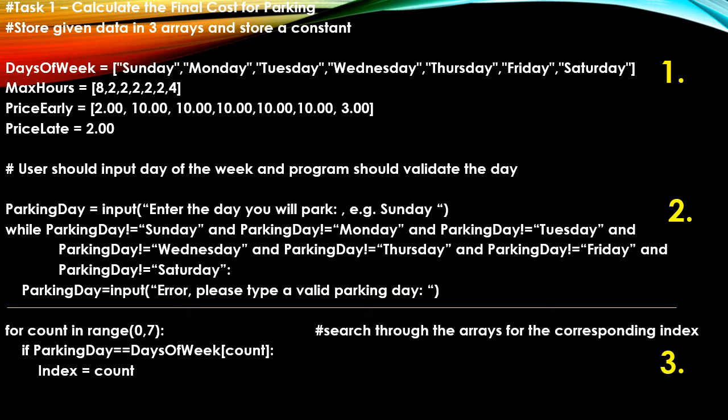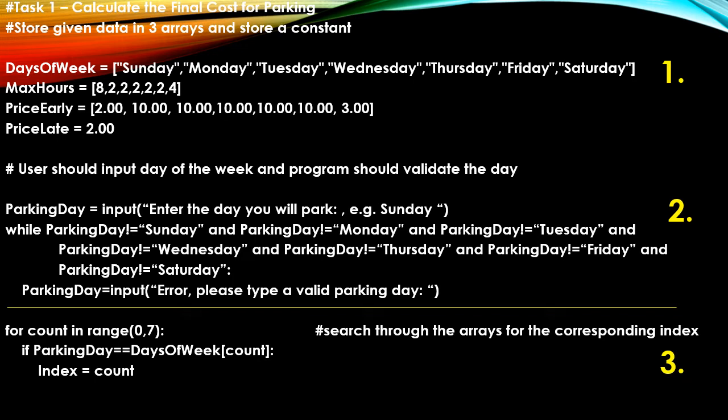It requires you to iterate through all the values from 0, 7 times, because we have 7 values. So for count in range from 0, 7 times, check if the parking day that was input is equal to days of week of count. Take that count and store it in index. Let's say, for example, I chose Friday. So if parking day is equal to days of week of 5, now my index is 5.